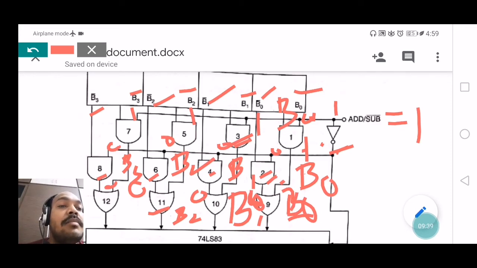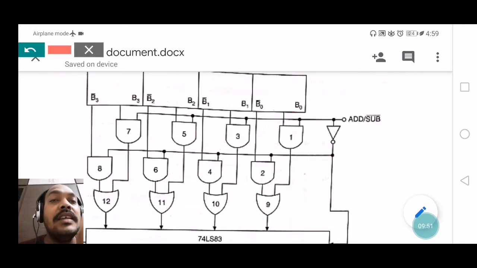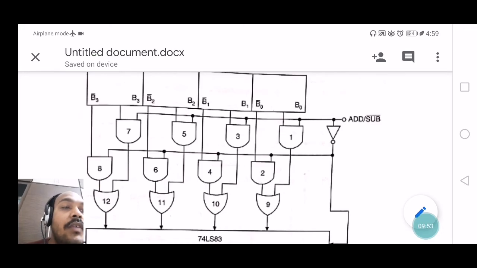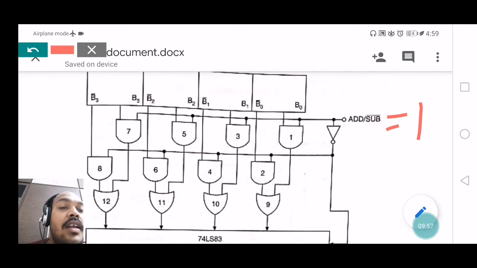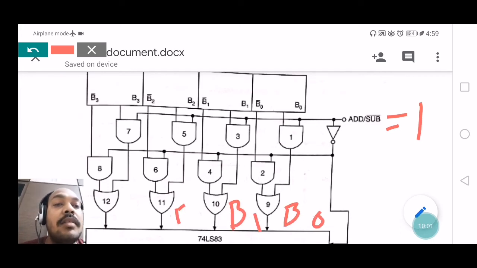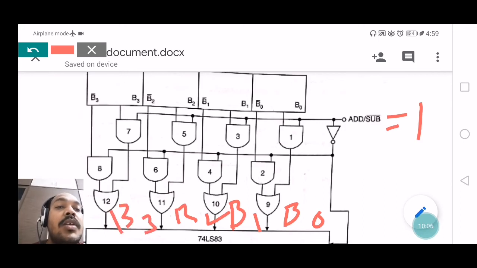So here I am getting B0, B1, B2, B3. Whatever the value of B0, B1, B2, B3, the outputs of all OR gates are equal to B0, B1, B2, B3 only. Finally, by taking the AND gates, adding or subtracting one input, the OR gate produces outputs B0, B1, B2 and B3. And already we applied A0, A1, A2, A3.